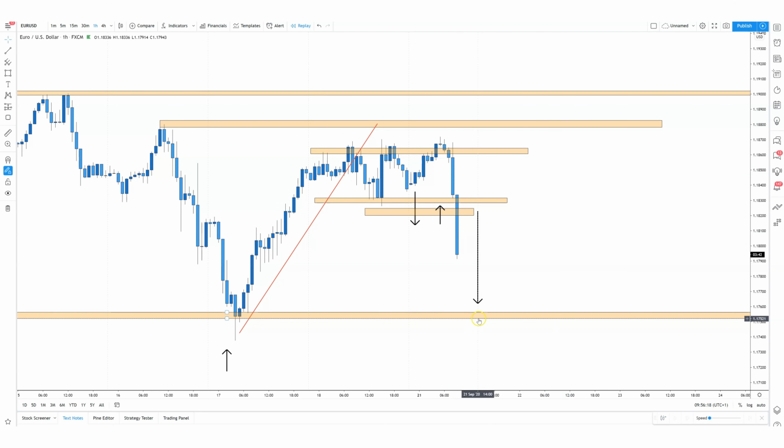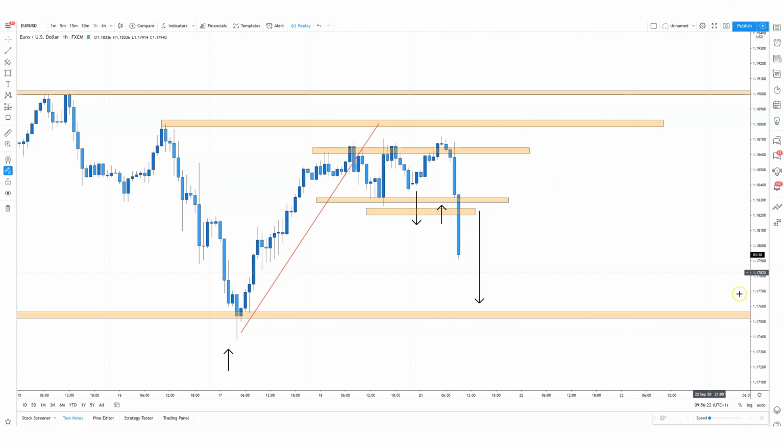I already said I want to see the market at least get down to some of these lows. So that's what I'll be waiting for. And then tradable opportunities, just use your strategy.